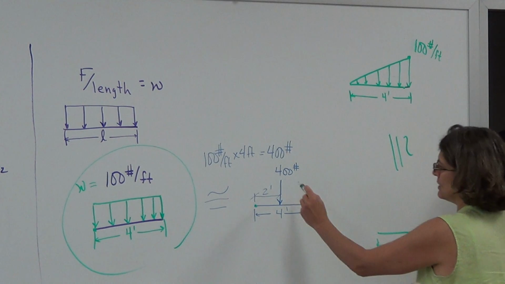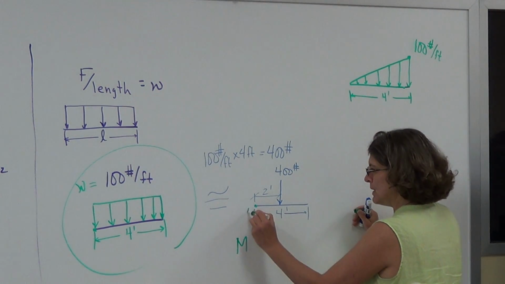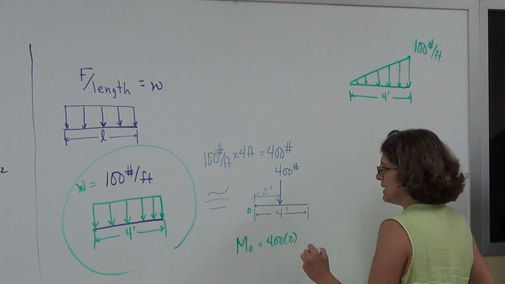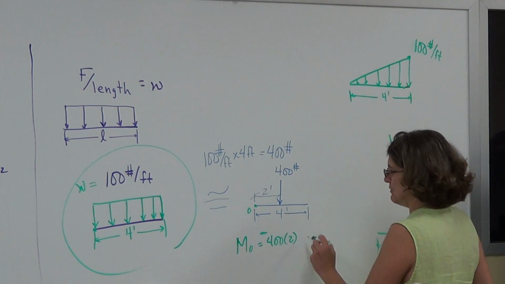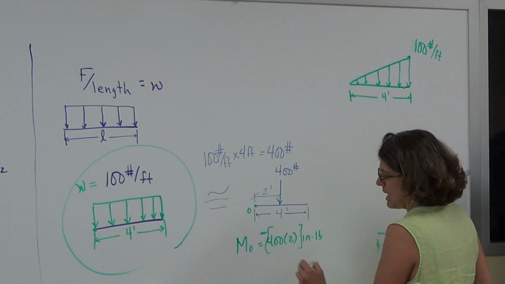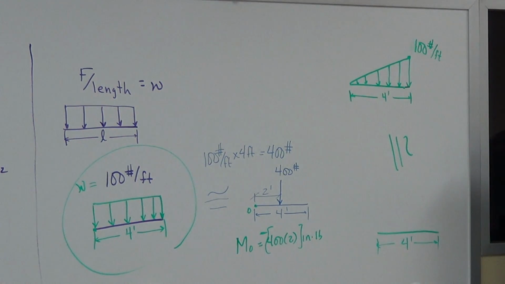So what is the moment here? It's 400. The moment at point O is 400 times 2. And is it positive or negative? It's negative, and it's inch pound. And that's the same moment that's created over here.